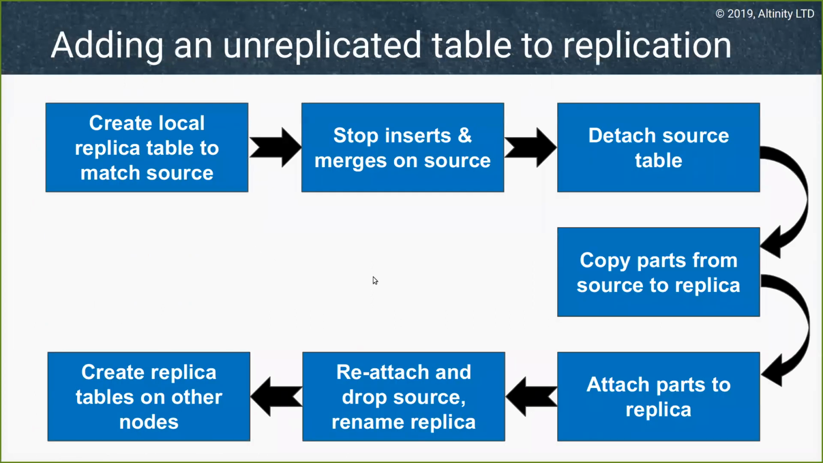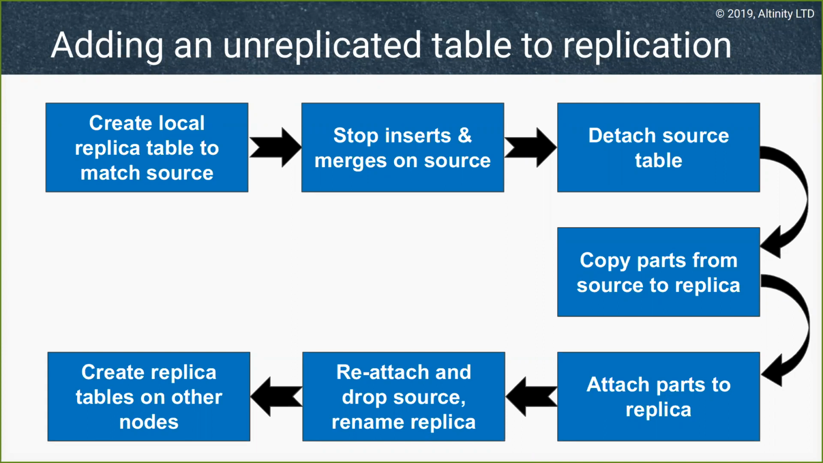And then one final procedure, which is important to understand because it'll happen when you're working with existing systems, is how to add an unreplicated table to replication. So this is a complicated procedure, and yes, we are looking at this slide, and we all think that it could be automated. But for now, this is the set of steps. We're working on automation, but we don't have anything to announce yet.